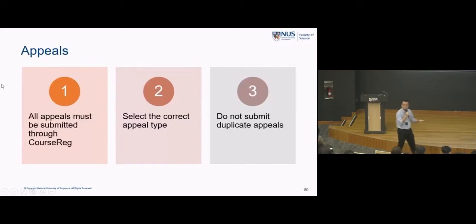Appeals, yes, everybody has to appeal at some point. Do it through CourseReg. Please do not email directly to a person. Submit through CourseReg so it will be tracked. We know the status of that appeal. We can attend to those appeals quickly. Make sure you select the correct appeal type. What are you appealing for? And do not submit duplicate appeals.